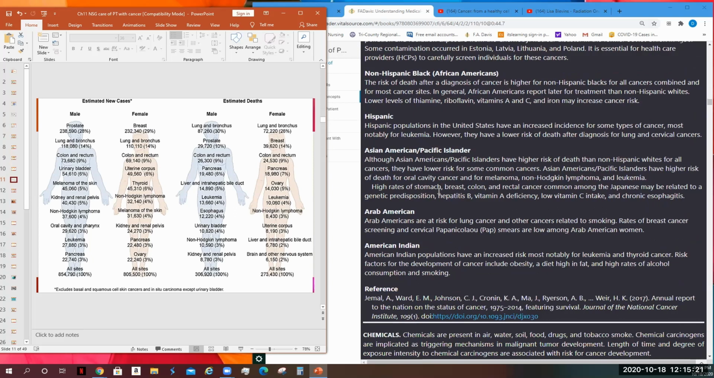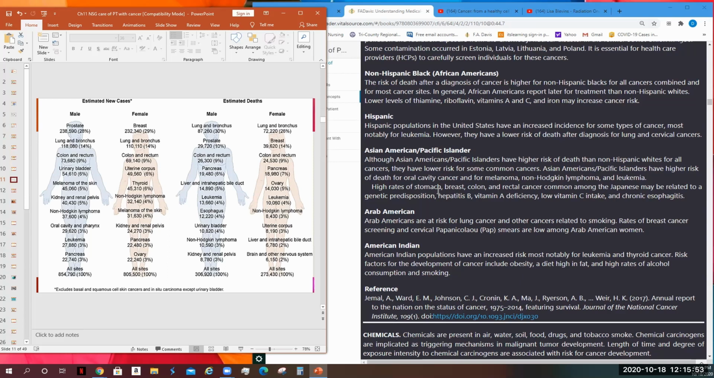Non-Hispanic Black African Americans. The risk of death after a diagnosis of cancer is higher for non-Hispanic Blacks for all cancers combined and for most cancer sites. In general, African Americans report later for treatment than non-Hispanic whites. Lower levels of thiamine, riboflavin, vitamins A and C, and iron may increase cancer risk.